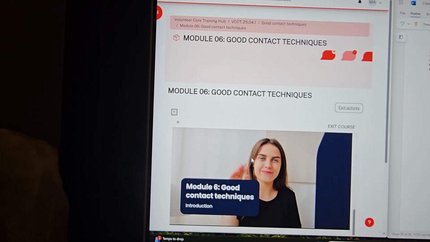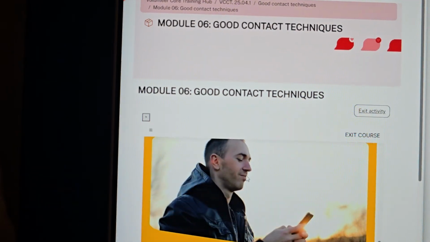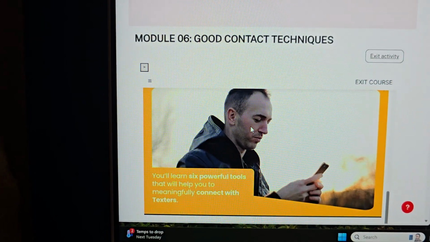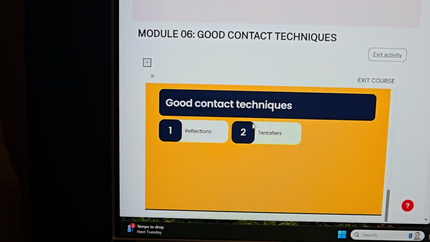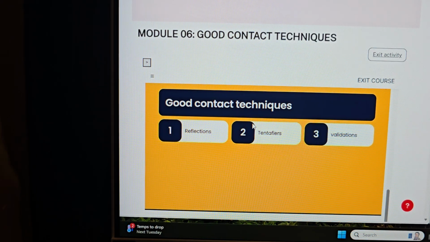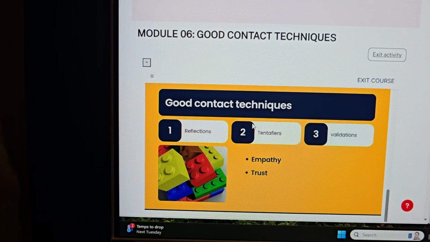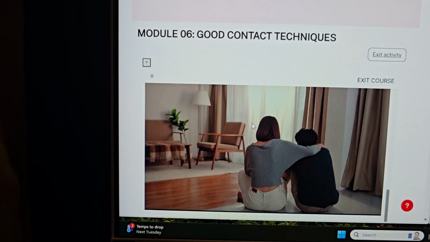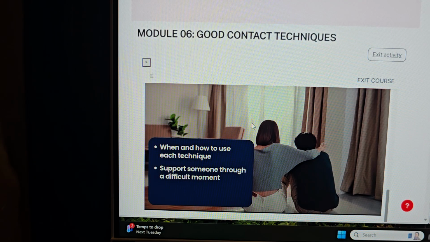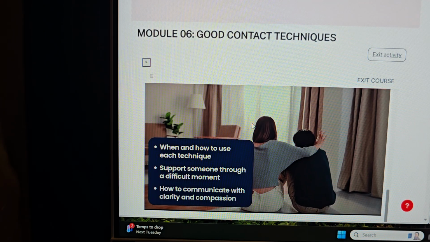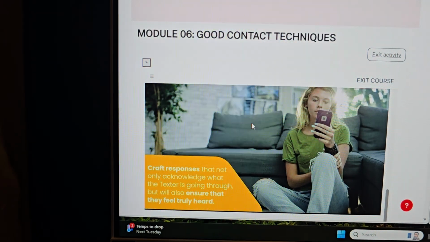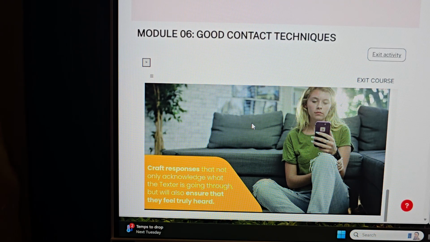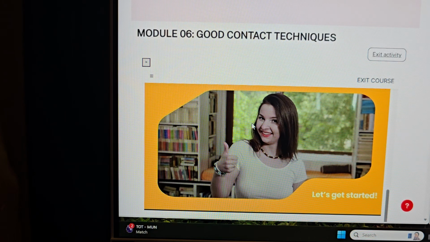Welcome to Module 6, Good Contact Techniques. In this section, you'll learn 6 powerful tools that will help you to meaningfully connect with texters. These techniques, such as reflections, identifiers, and validations, aren't just strategies. They're building blocks for empathy, trust, and emotional safety. You will also learn when and how to use each technique to support someone through a difficult moment, and how to communicate with clarity and compassion. By the end of this module, you'll be able to craft responses that not only acknowledge what the texter is going through, but will also ensure that they feel truly heard. Let's get started.